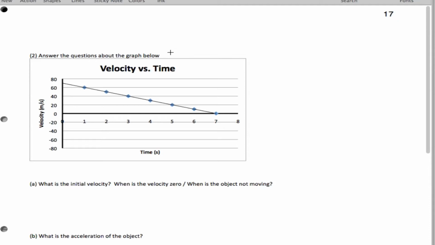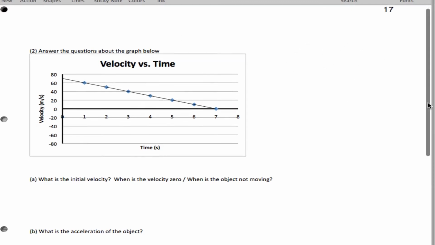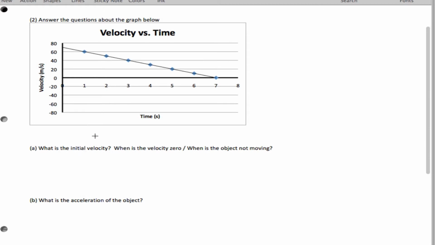All right, problem number 2 in our study guide. Free response questions on the second exam. And this is a question about a velocity versus time graph. And first question they ask us is, what is the initial velocity? And of course we read that off the graph here, and we see that that's 70 meters per second.